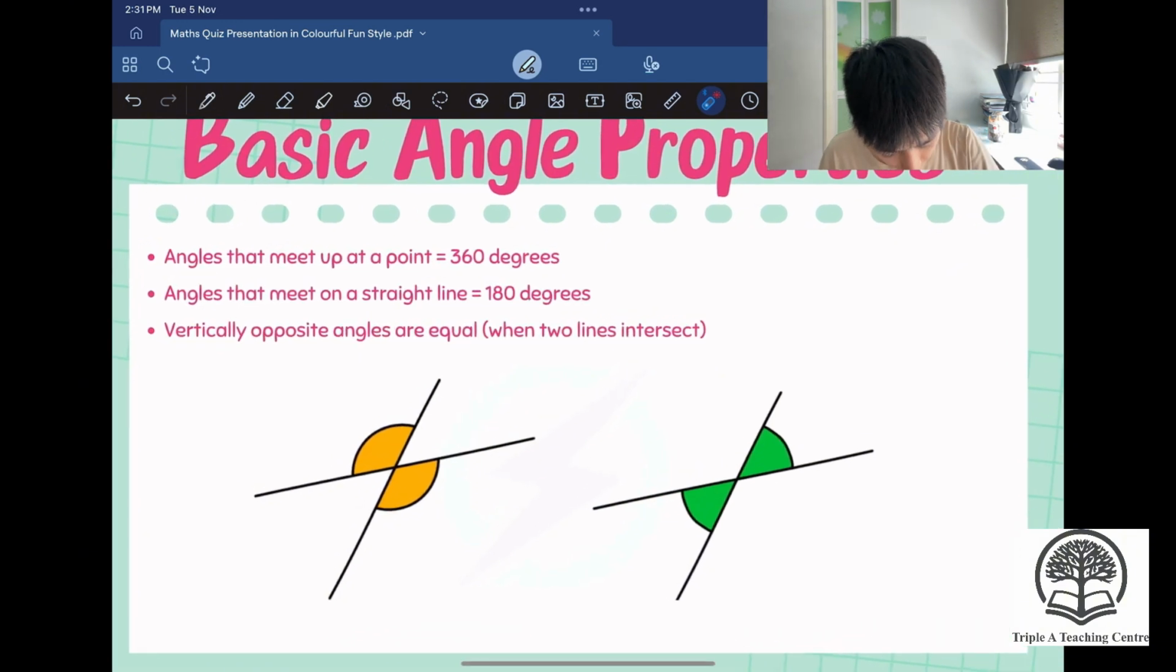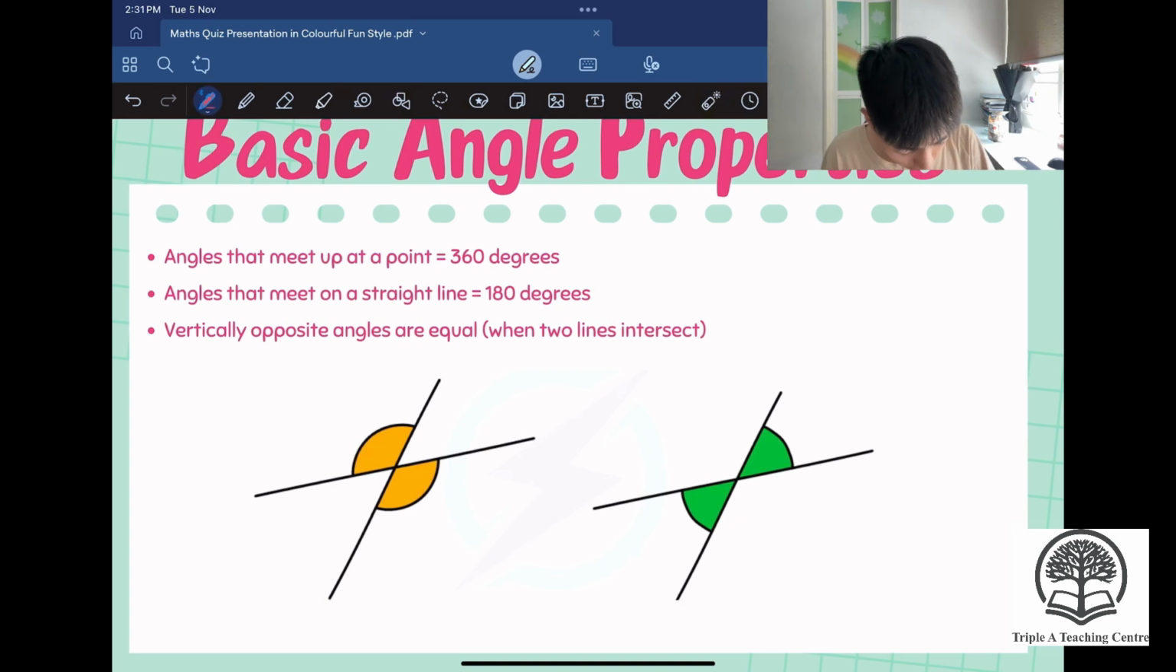The first point that I will be making today is that angles that meet up at a point will be equal to 360 degrees. Does that sound confusing to you? I'm going to give you 3 seconds to sort of understand what I just meant. 3, 2, 1. Okay? If you're still here, you probably understood it, and if you don't, let me just draw it up for you.